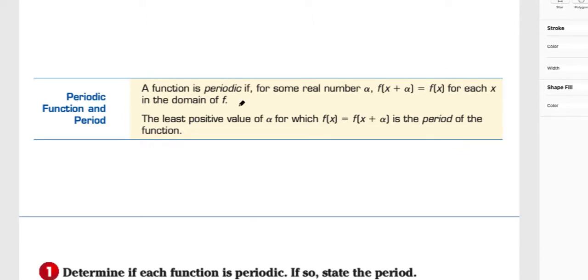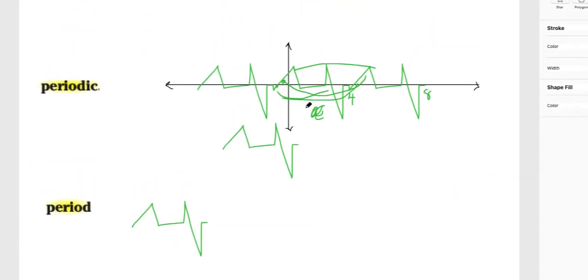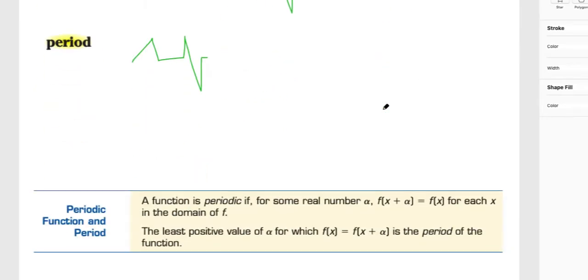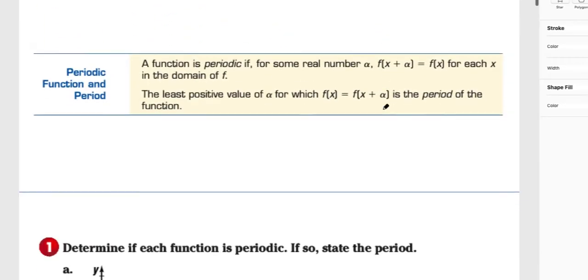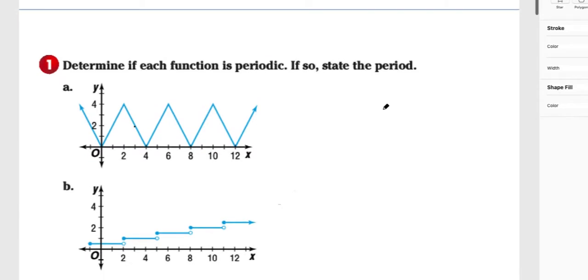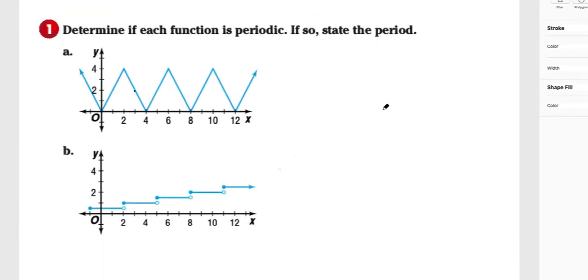Okay, so for each x in the domain, then the least positive value of alpha is going to be the period. And if you notice, my length of alpha was equivalent to this like 4 length that we talked about from here to here, because if I were to do it, I would have done something like that. That would have been alpha, and therefore that would have been 4. So the period is going to be the time it takes for that to repeat. All right, with that in mind, let's go ahead and check out this first example.